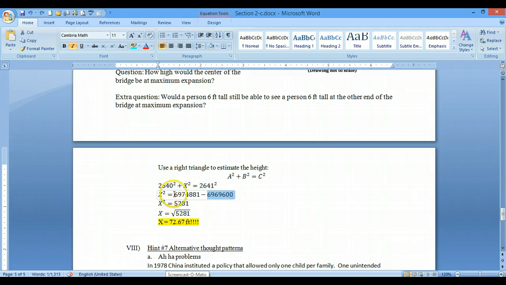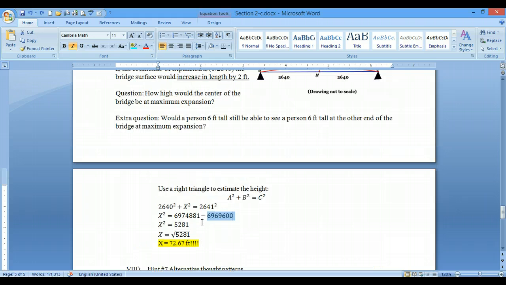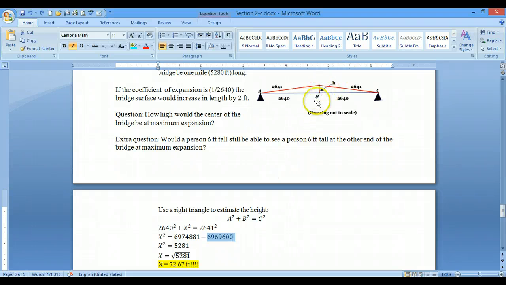Subtracting that from both sides will give me x squared equals 5,281 feet. Then I need to solve for x, or the height. Square rooting both sides gives me the square root of 5,281. Plugging that into your calculator or into Microsoft Excel, you get 72.67 feet. That's the height of the bridge.